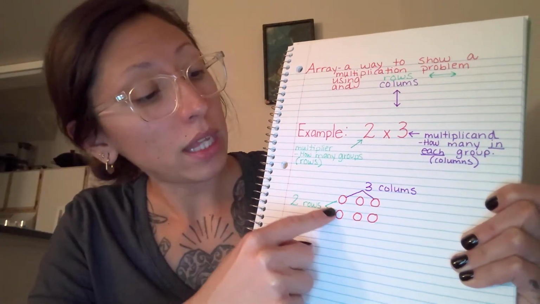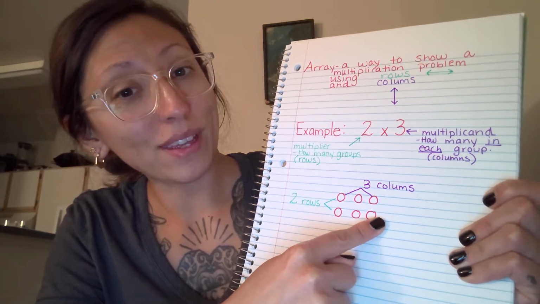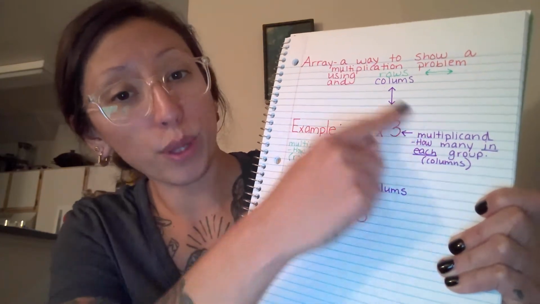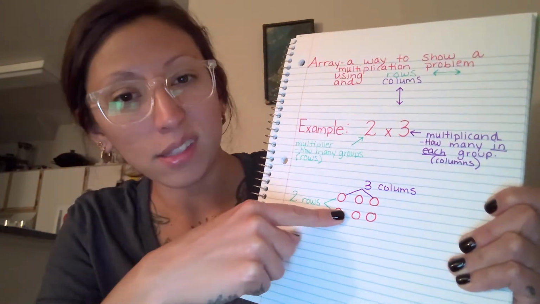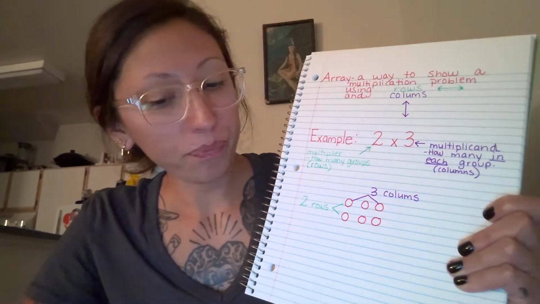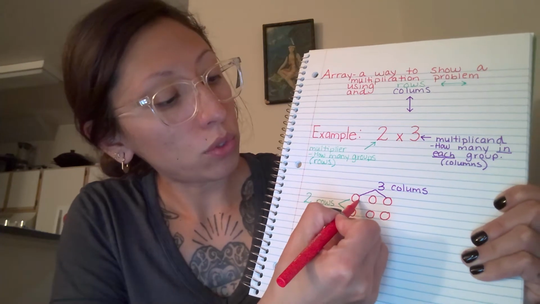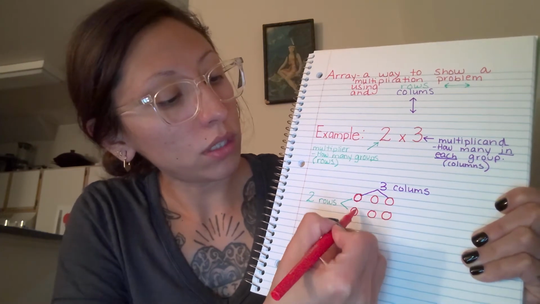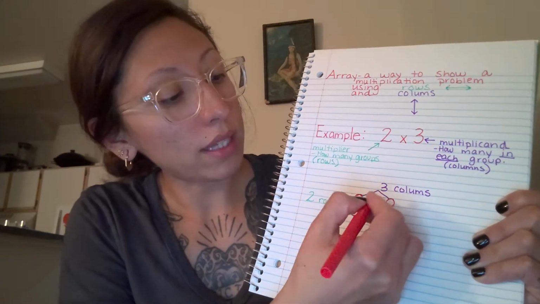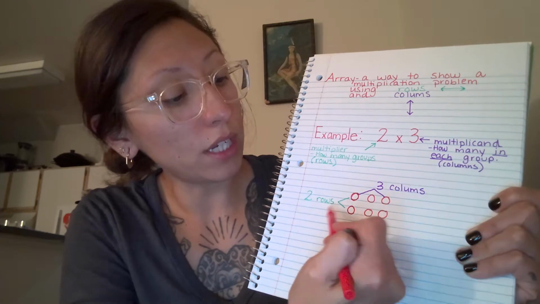Okay, now let's look at creating an array, right? We're using an array to show what 2 times 3 looks like. And we'll just use dots. Okay. Grab my marker real quick. So we need 2 rows, so we'll draw 1, 2, right? And we need 3 columns, so that's how many is in each row, right? In each group, in each row.